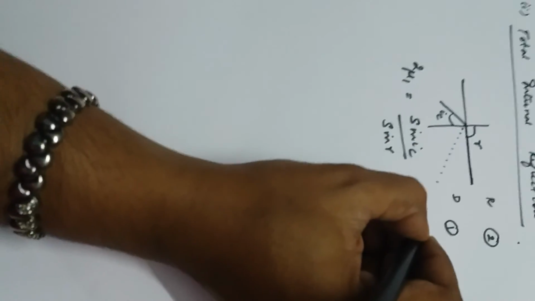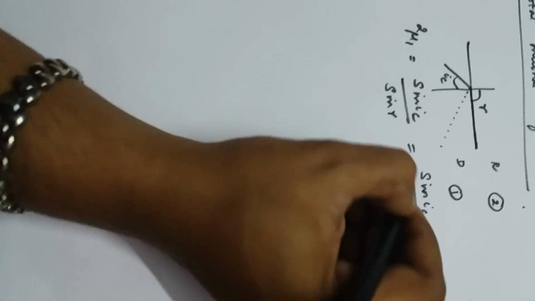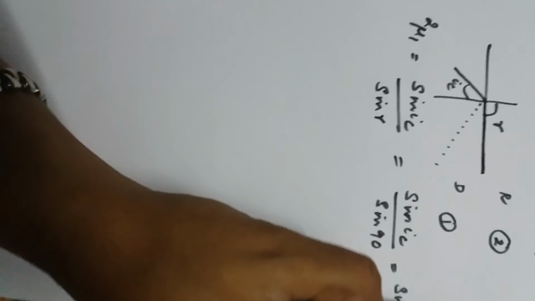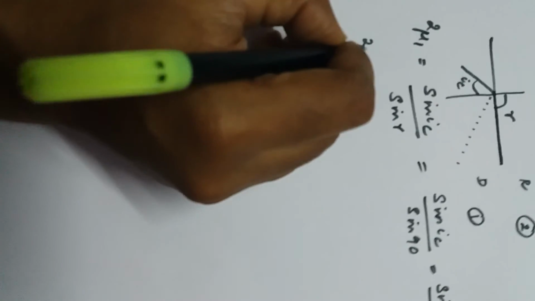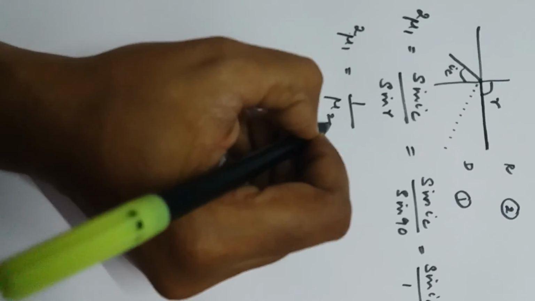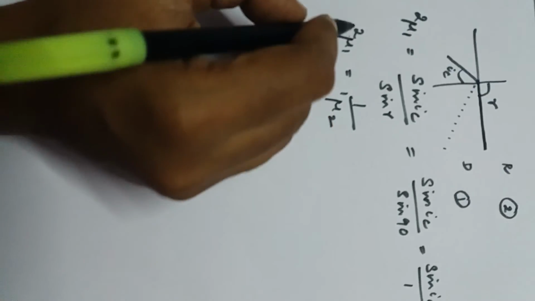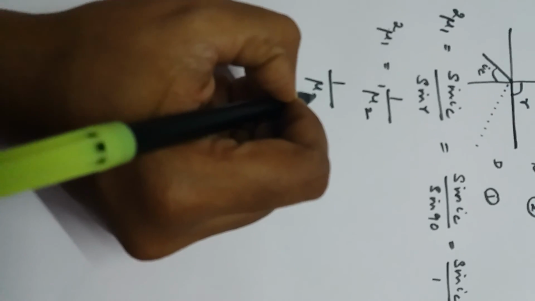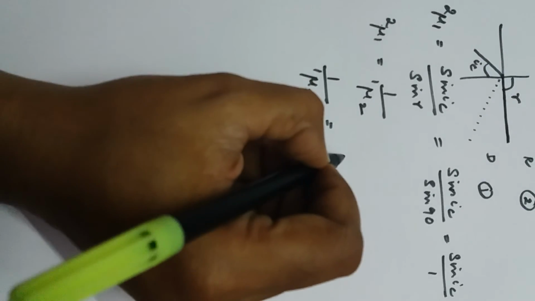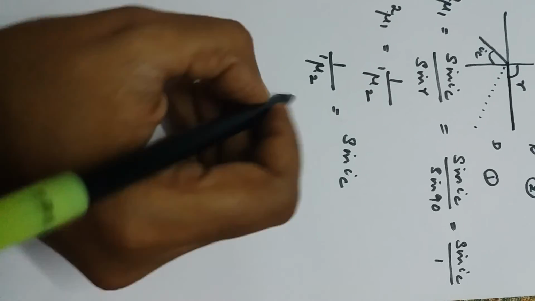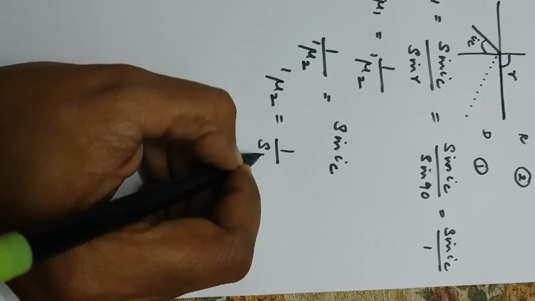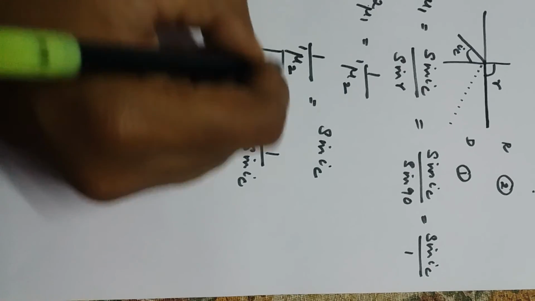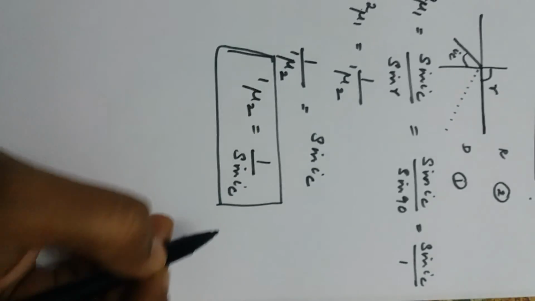Now, since R is 90, you can write it as sin IC by sin 90, and sin 90 is 1. But we all know that the refractive index of the first medium with respect to the second is, by reversibility, the reciprocal of the second medium with respect to the first. So now we shall equate it: the refractive index of the second medium with respect to the first is 1 over sin IC. Or I can write this as the refractive index of the second medium with respect to the first as 1 over the sine of the critical angle. This gives you another formula for refractive index.